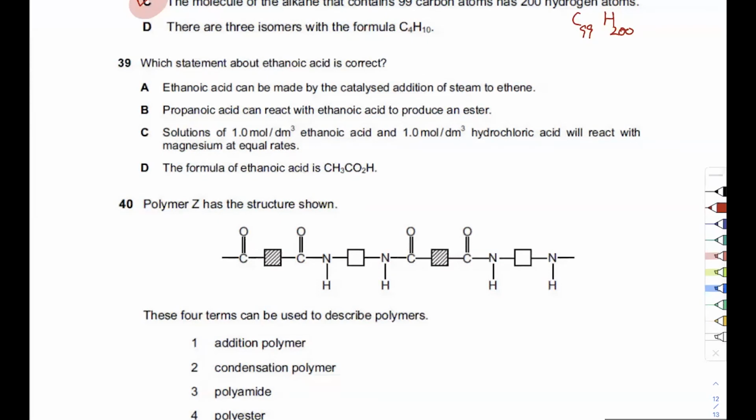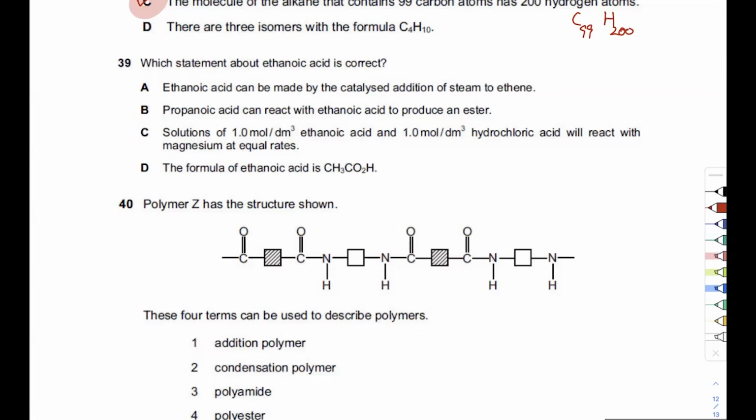Propanoic acid can react with ethanoic acid. 2 acids reacting together, who has ever heard of that? Like it does happen sometimes, but not over here. Solution of 1 mole per dm cube ethanoic acid and 1 mole per dm cube HCl will react with magnesium at equal rates. Wait a minute.